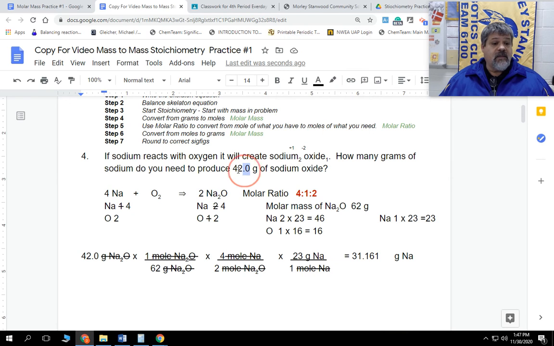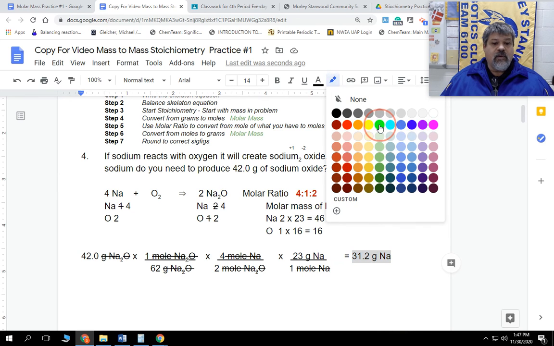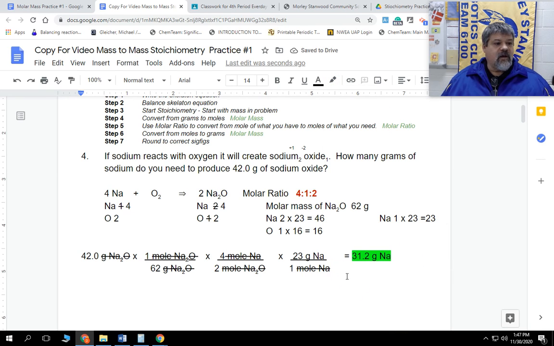Well, we look at the original problem and we see that there are 3 significant figures. So we need to put a line right here. The 6 says we do what? The 6 says we round up. So our answer needs to be 31.2 grams of sodium. So in order to get 42 grams of sodium oxide, I need 31.2 grams of sodium, which means we really don't need a whole lot of oxygen. So once we get done with that, we highlight our answer. And there we go. That's how we solve practice sheet number 1, problem number 4.